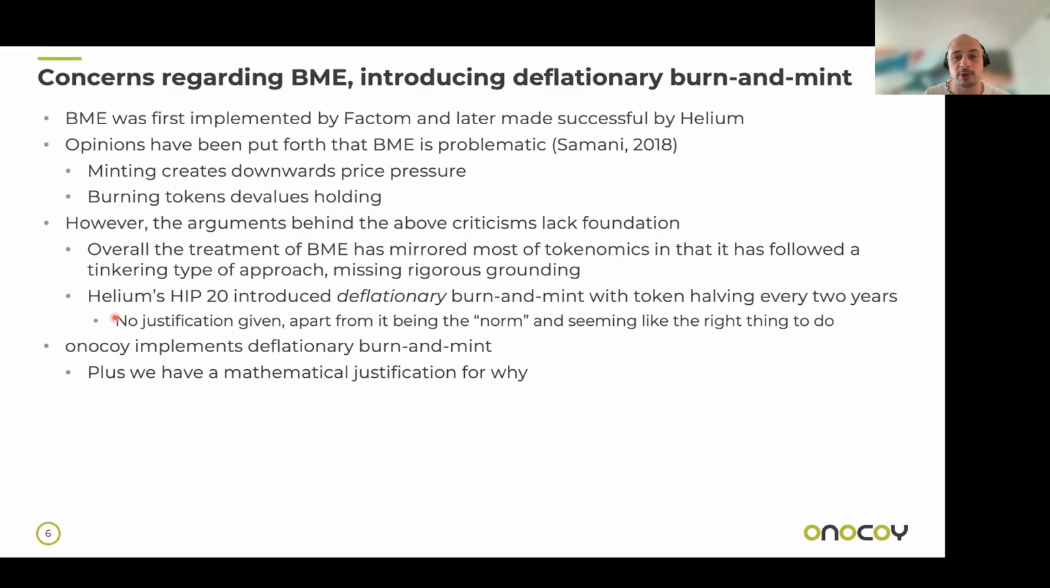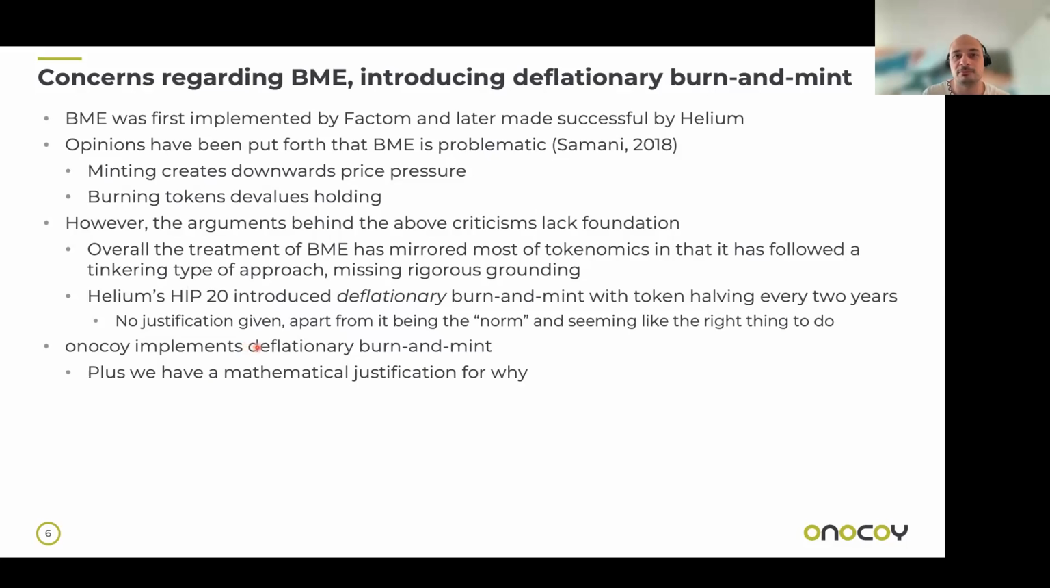And we can see this in particular for burn and mint in how Helium introduced Helium Improvement Proposal 20, HIP 20, which introduced deflationary burn and mint. And that is a great solution. And if we look at how HIP 20 is written, it's not necessarily obvious that it was introduced for the right reasons. The justification that was given was more that it was like a norm, and people are used to having schedules, and it just makes Helium like other tokens.